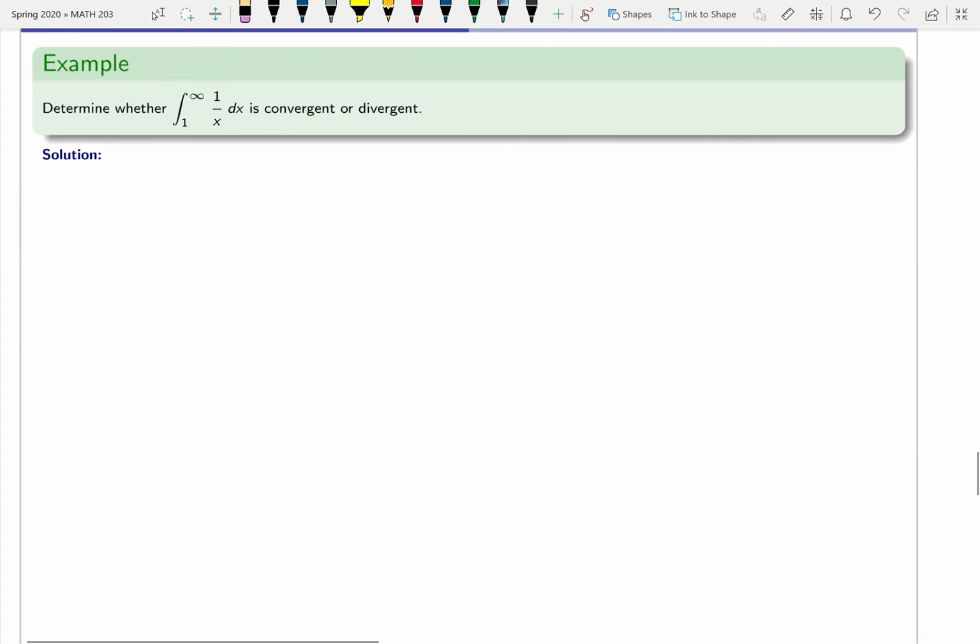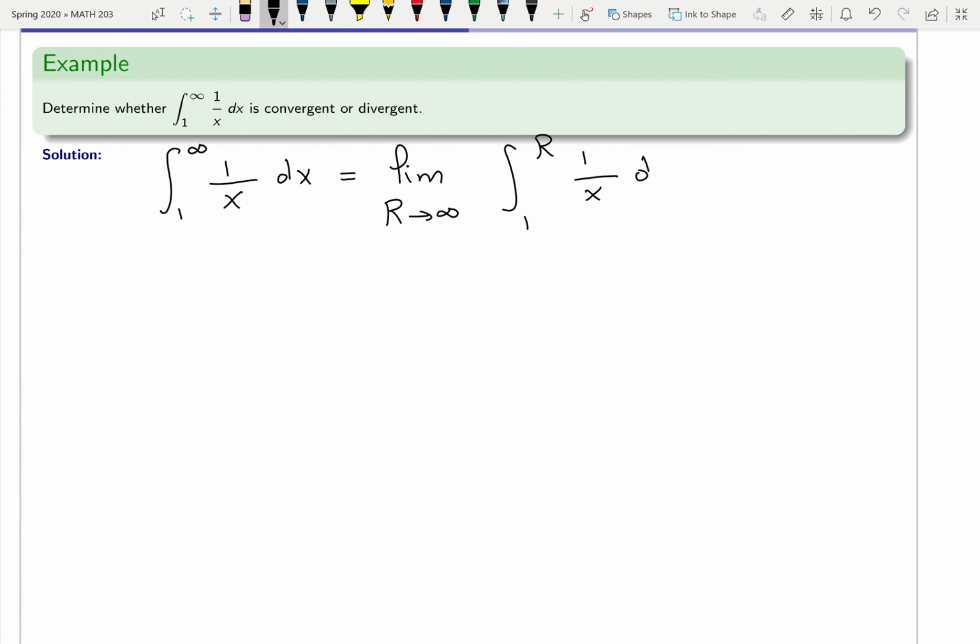Let us consider the following example. I want to find the integral from 1 to infinity of 1 over x dx, and determine whether it's convergent or divergent. To do this, I have to find the integral. I start with the definition we had: the integral from 1 to infinity of 1 over x dx is the limit as r approaches infinity of the integral from 1 to r of 1 over x dx. That's how we defined that limit.